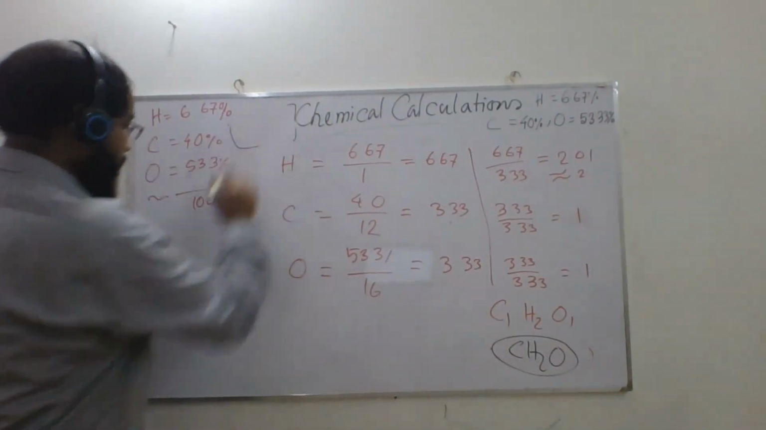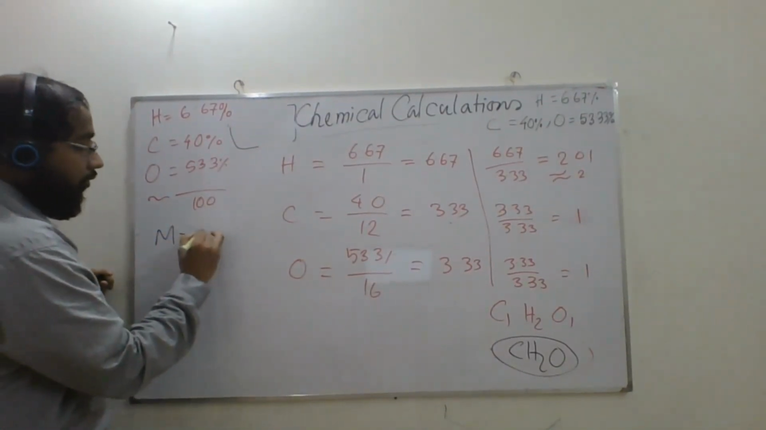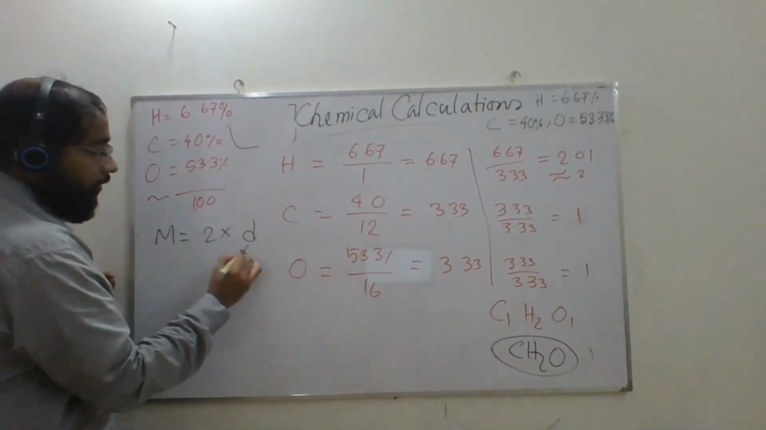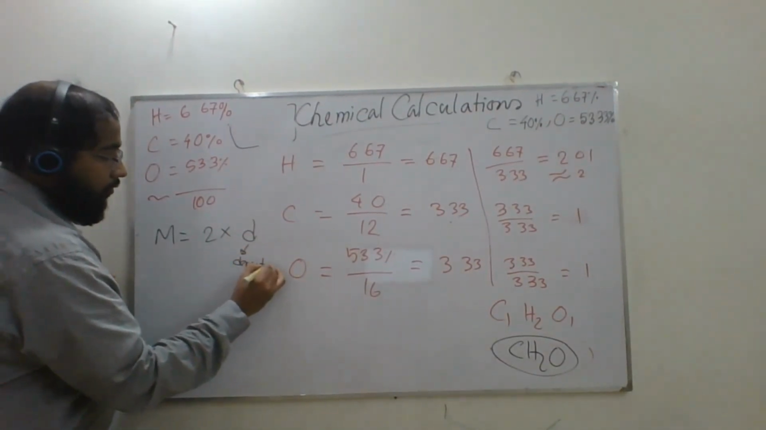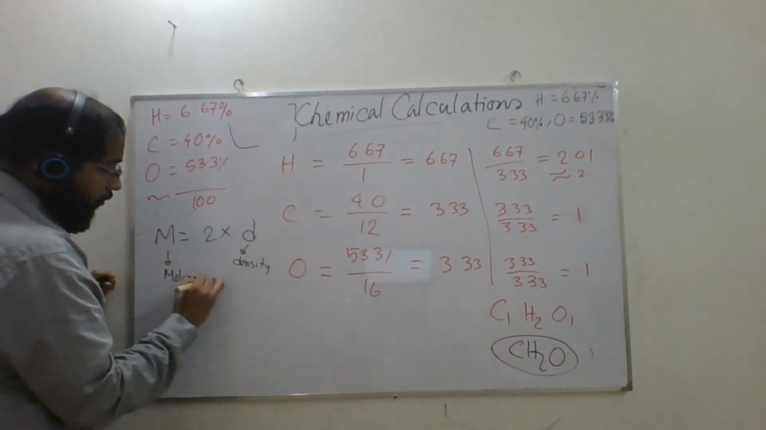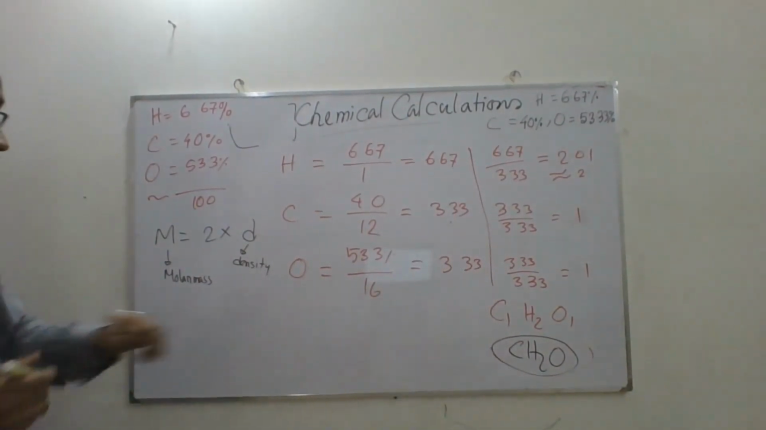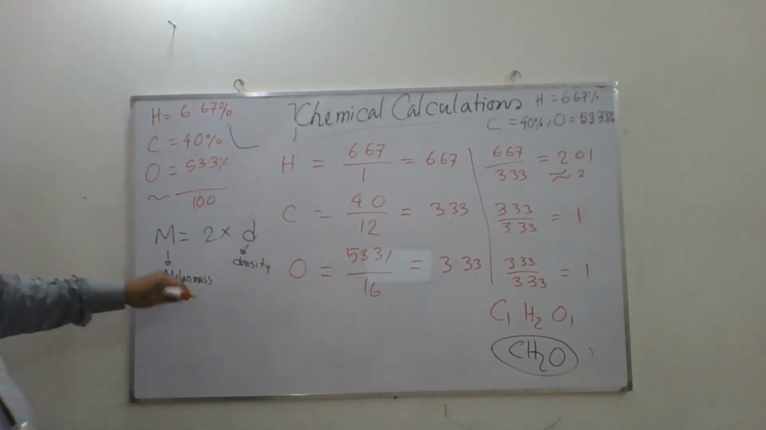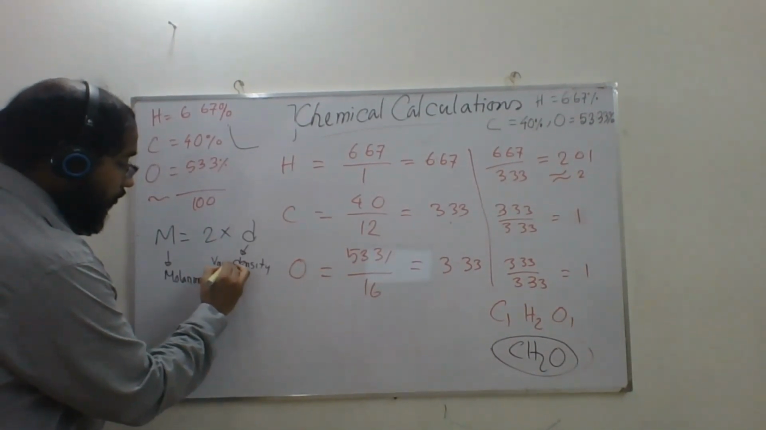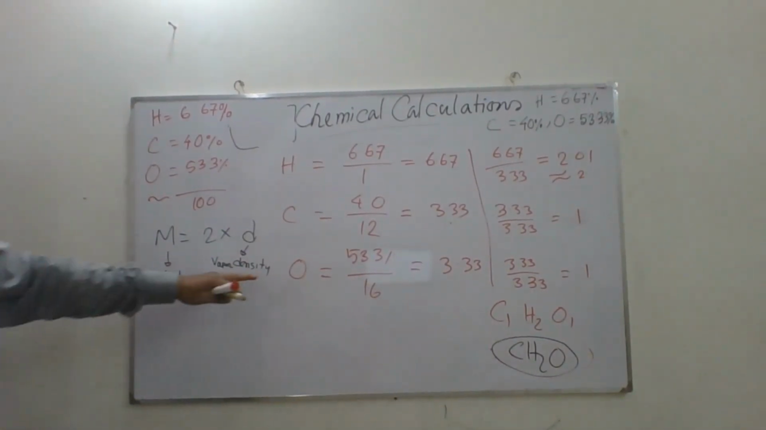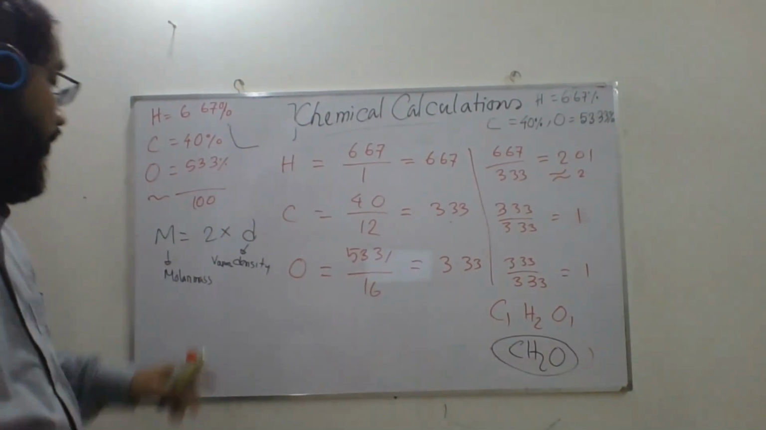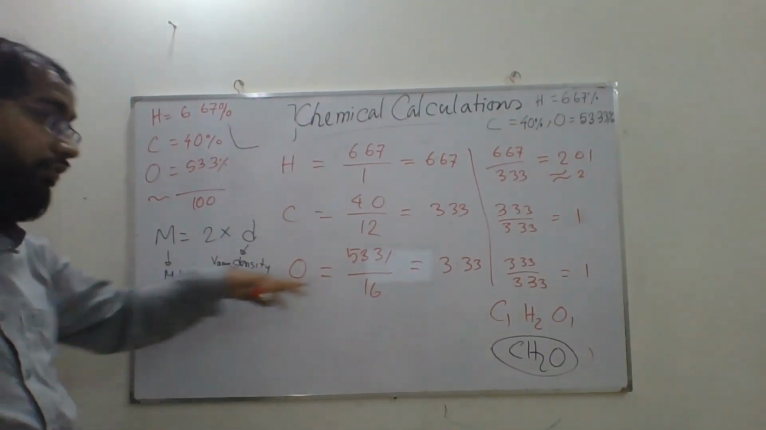So molar mass is always 2 into vapor density. Either they give the vapor density or the molar mass, you will be able to calculate the formula.